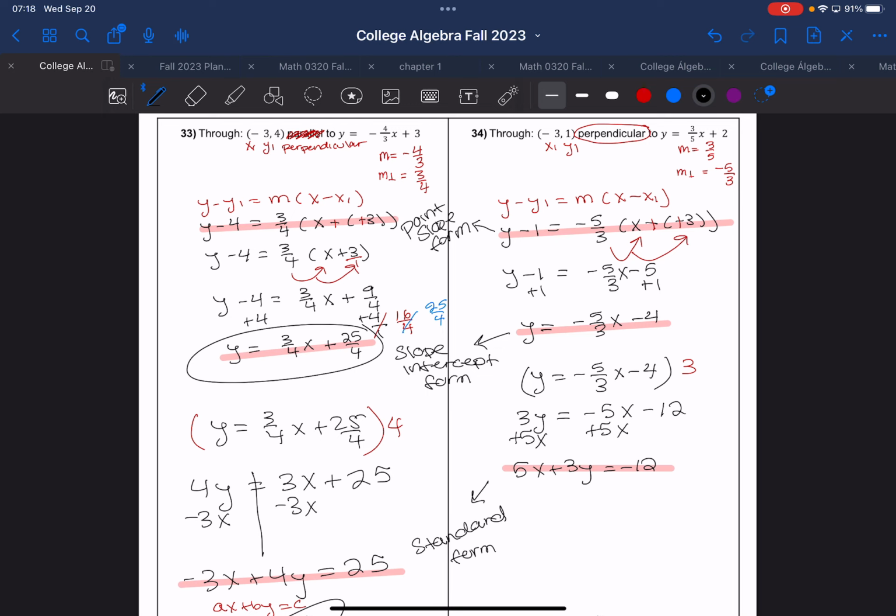And just remember, each form is good for one thing. So for example, the point slope form is good to find a linear equation if you're only given the point and the slope. The slope-intercept form is good if you're only given the slope and the intercept. And then standard form is good if you have to find the x and y intercept. So they all have a purpose.